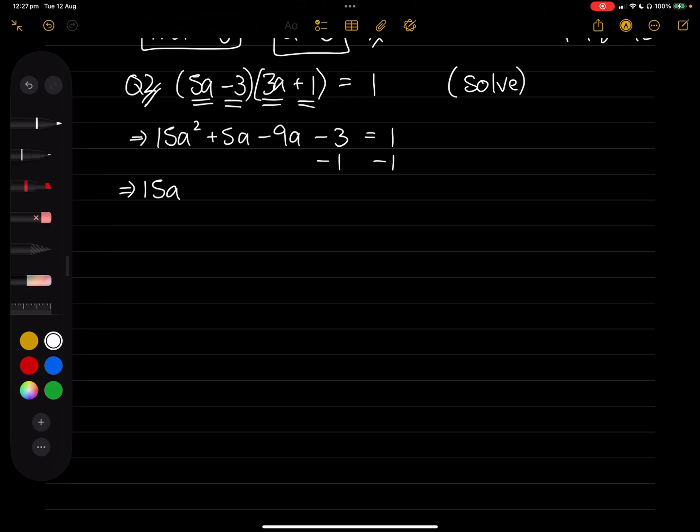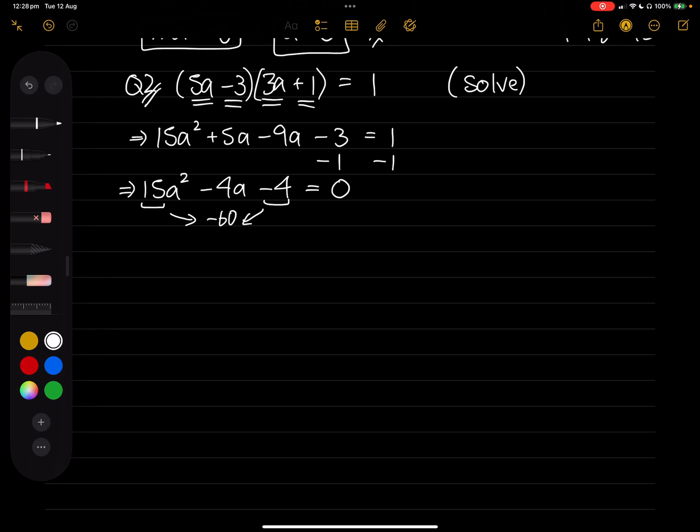We have 15a squared. 5a minus 9a is minus 4a. Minus 3 minus 1 is minus 4, equals 0. This we now want to factorize, set each bracket equal to 0, and solve. So it's a non-trivial non-monic, so we want to split the middle term up. So 15 times minus 4 is minus 60.